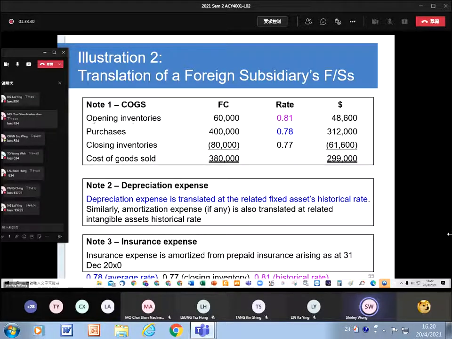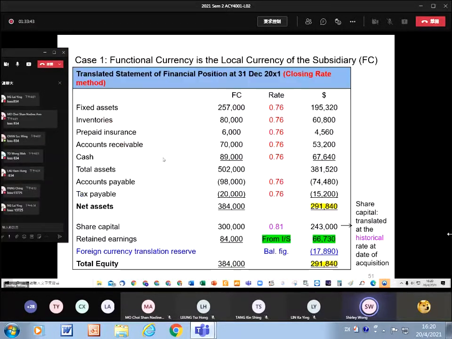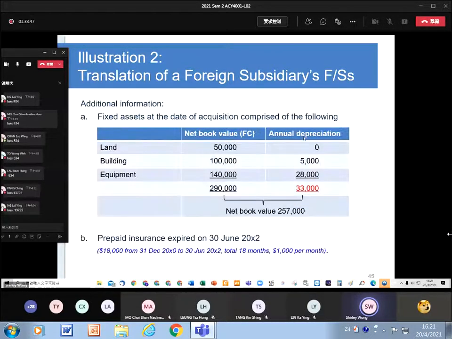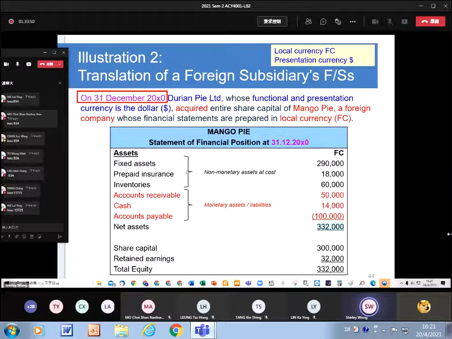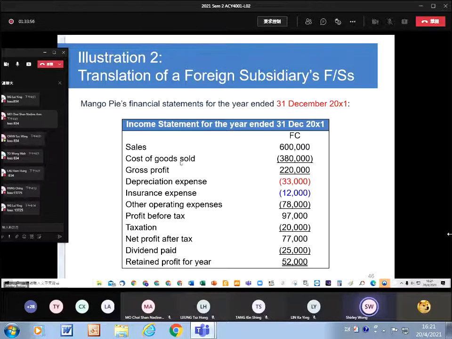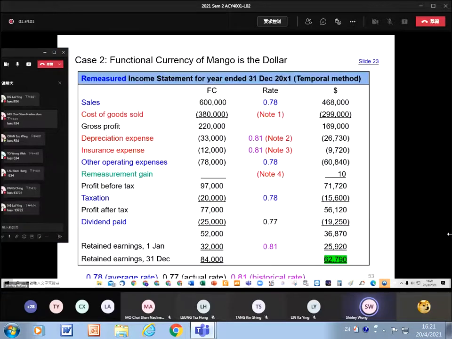Cost of goods sold is equal to opening inventory plus purchase minus closing inventory. Remember, cost of goods sold is opening inventory, opening inventory 16,000, closing inventory 18,000. We can get this information here. Opening inventory 60,000, closing inventory 18,000. Cost of goods sold 380,000. Therefore, the only figure we do not know is purchase.